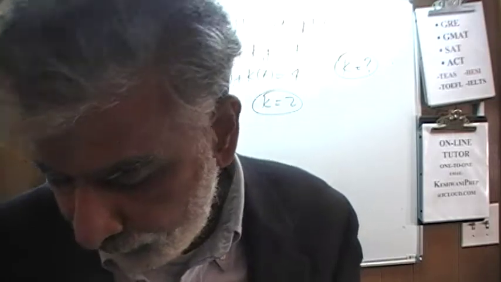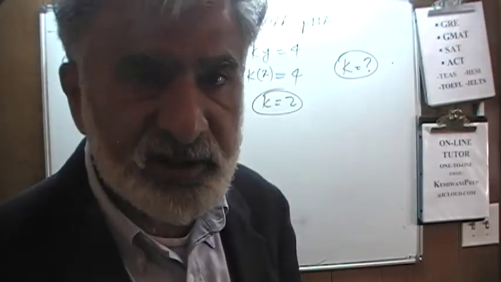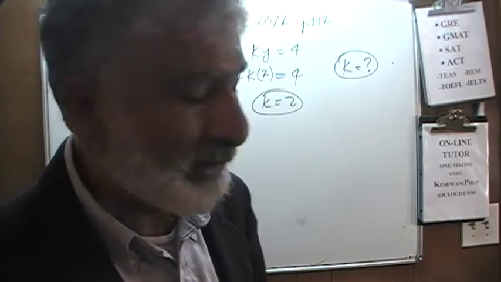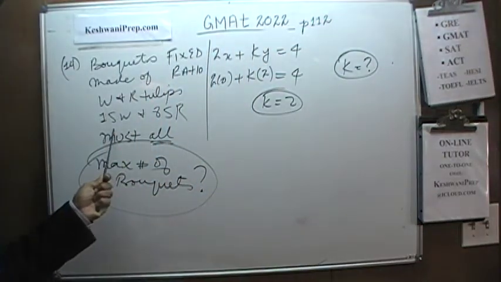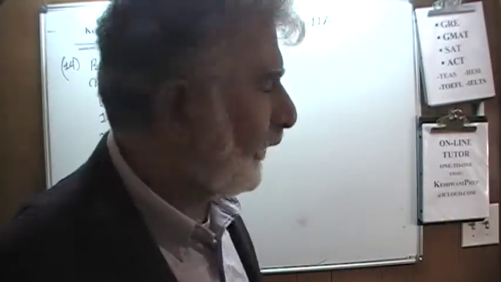That's the first condition. The second condition is that we must use up all the flowers. The question is, given these two conditions, what is the maximum number of bouquets that we can make out of 15 white roses and 85 red roses? Let's see. This is a very roundabout way of simply asking us what's the ratio of 15 to 85, because that's the ratio we're going to use for all the bouquets.